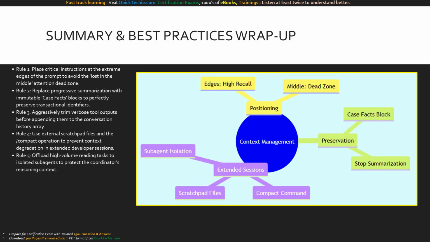Let us wrap up with the golden rules of context management for your certification. First, always place your critical instructions at the extreme edges of your prompt to avoid the lost in the middle effect. Second, protect your transactional identifiers by replacing leaky progressive summarization with immutable case facts blocks. Third, never dump massive raw API payloads into your history. Aggressively trim verbose tool outputs. And finally, for extended sessions, utilize Scratchpad files, the compact command, and isolated subagents to keep your primary reasoning context clean and sharp. Mastering these limits separates a novice from a true AI architect.